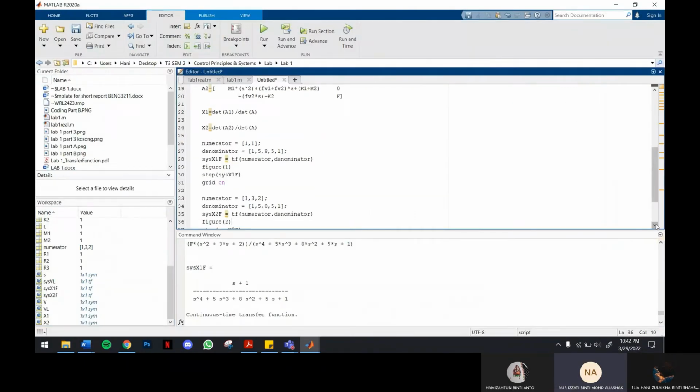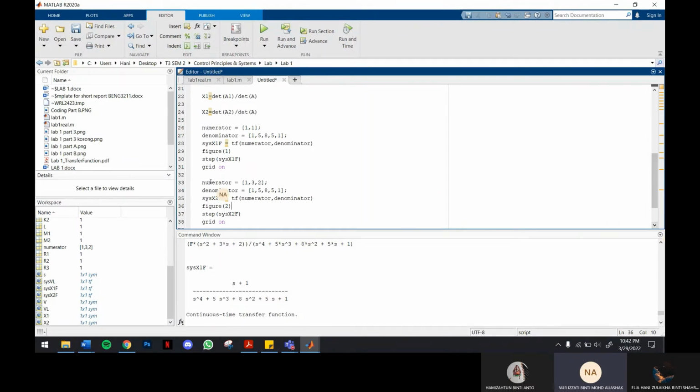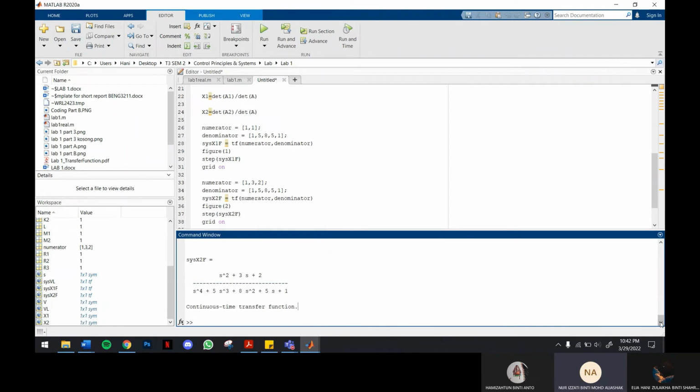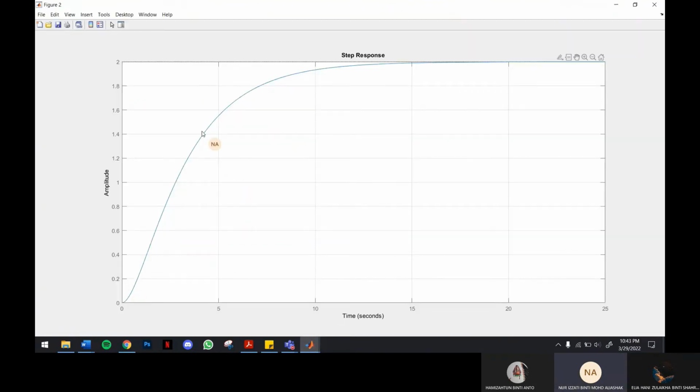For figure 2, we repeat the same process. First, we declare the numerator and denominator, and then we find the transfer function by using the command tf(numerator, denominator). Then we get the transfer function for x2: s squared plus 3s plus 2 over s to the power of 4 plus 5 s cubed plus 8 s squared plus 5s plus 1. Then we plot the output response using the step command. The shape is the same as x1.